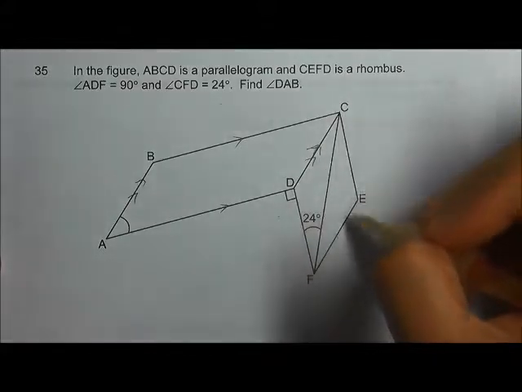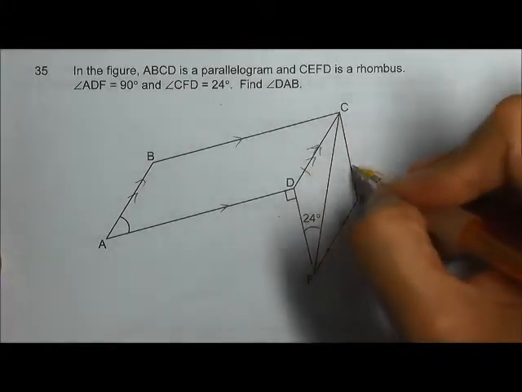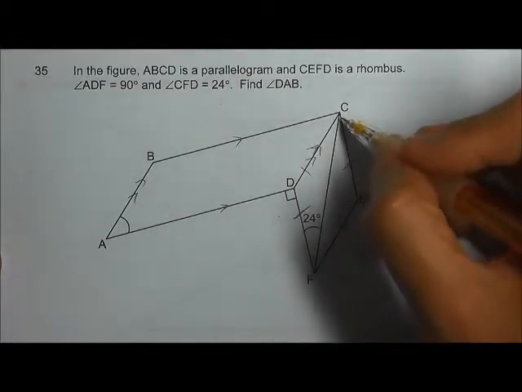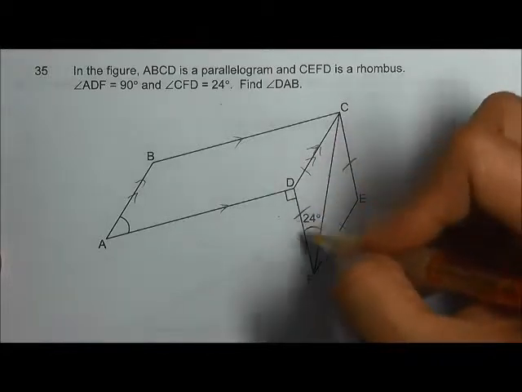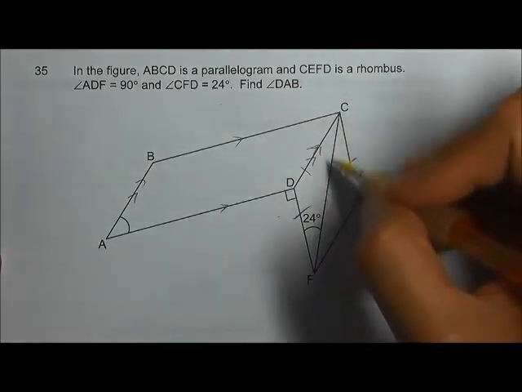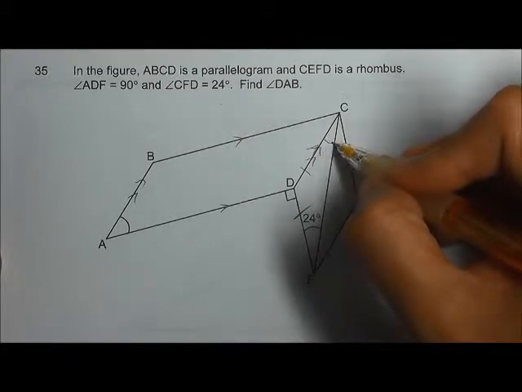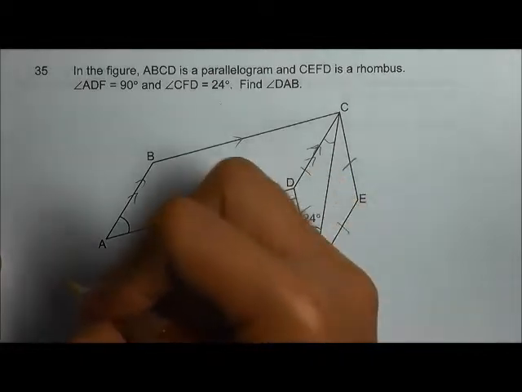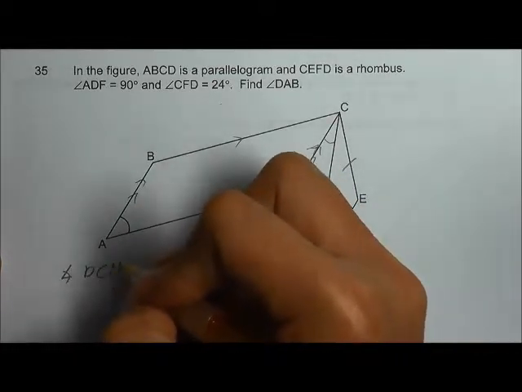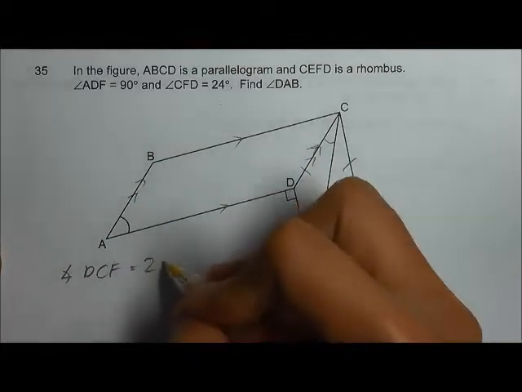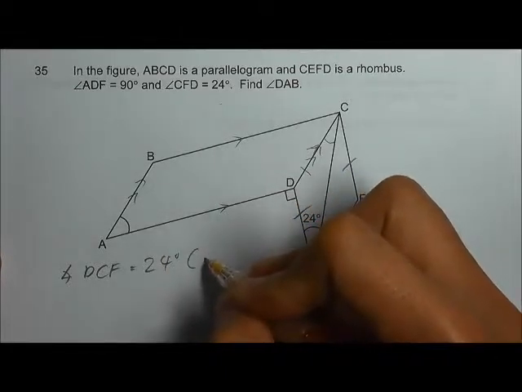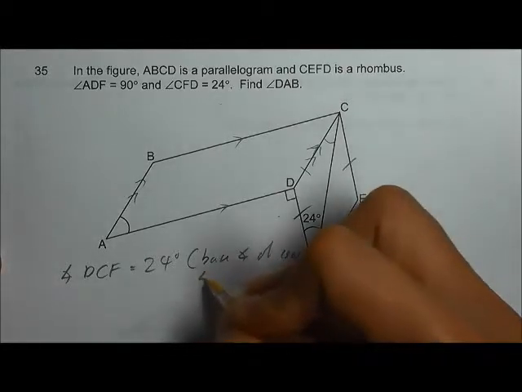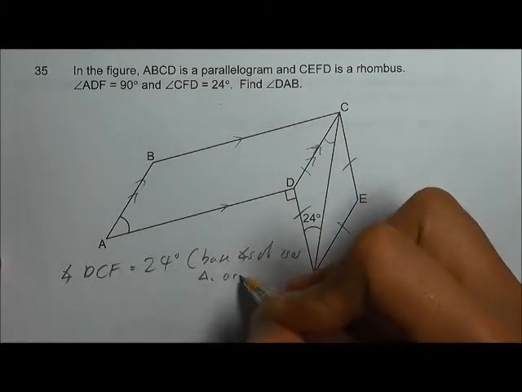And CEFD is a rhombus, so all the four sides are equal. So we can see that triangle CDF is an isosceles triangle. So we can find out what this angle here, angle DCF, is. It is also equal to 24 degrees because base angles of isosceles triangles are equal.